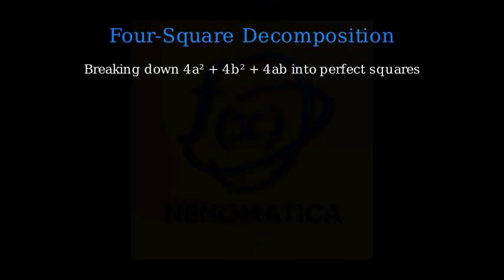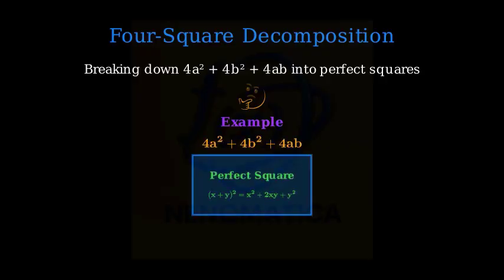Welcome to this mathematical tutorial, where we'll learn how to express a quadratic expression as a sum of perfect squares. In this case, we'll decompose the expression 4a² + 4b² + 4ab into a sum of 4 perfect squares. Let's begin with our expression. The goal is to rewrite this expression in a form that clearly shows it's a sum of squares.